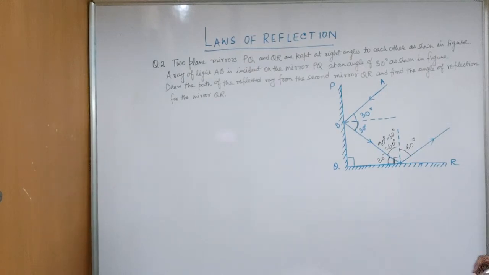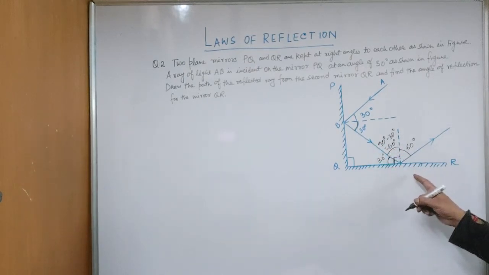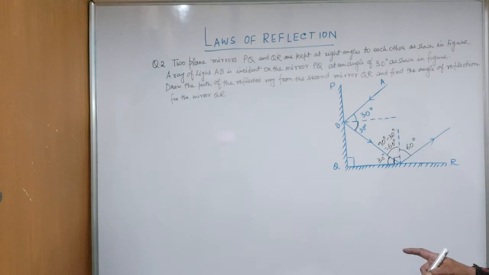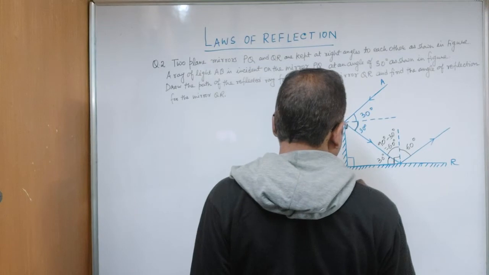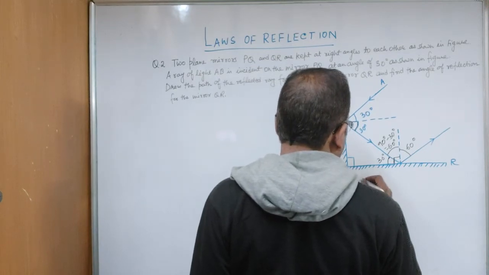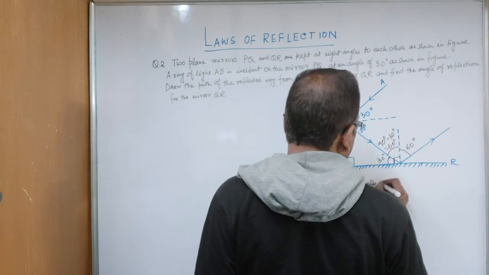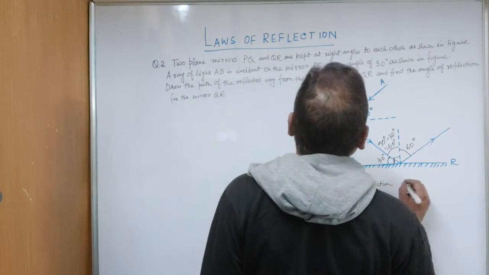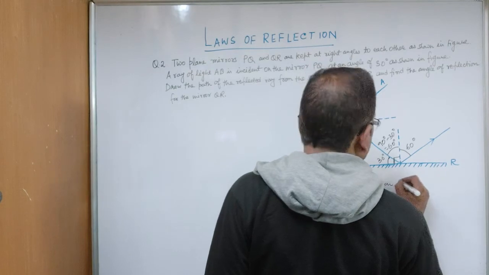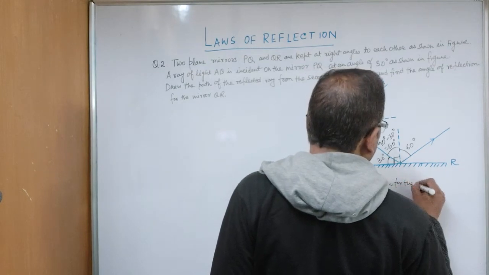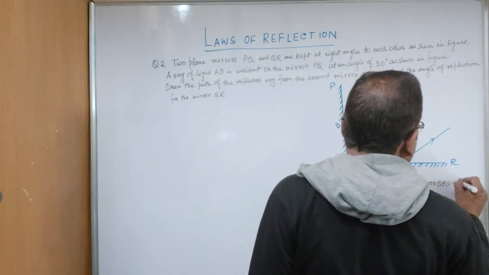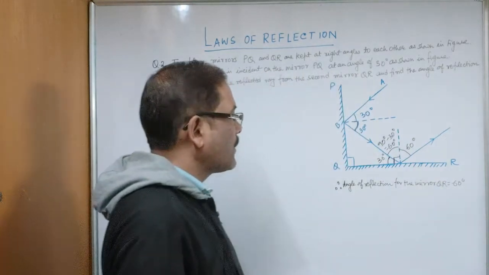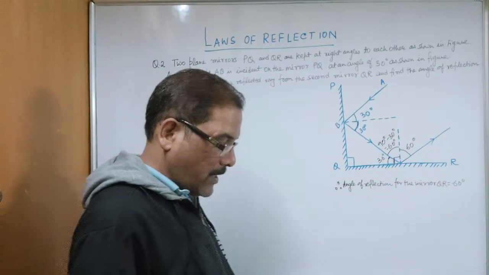So we have drawn the path of the reflected ray from the second mirror QR, and found the angle of reflection for the mirror QR. Therefore the angle of reflection for the mirror QR will be equal to 60 degree. I think it is clear to you, children.